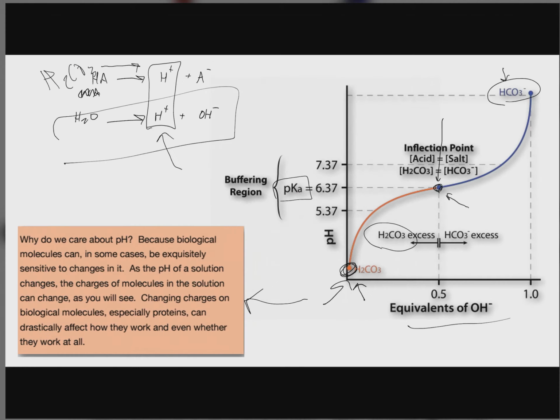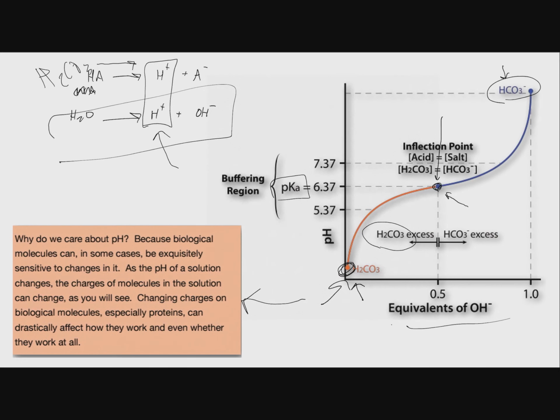Okay. So you can see here, as we add more hydroxide, the H2CO3 is decreasing. We can see the pH is going up, right? Because the amount of the acid is going down. And then it kind of flattens out a little bit, and it flattens out near the pKa. Now this is called the buffering region. The flattening of the curve tells us that the pH is not changing much. It's not going up fast, right?